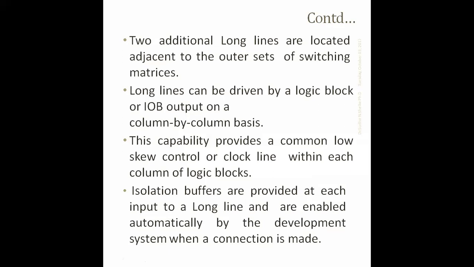The long line can be driven by the logic block or the IOB output on a column by column basis. It is column based, not row based. This capability provides a common low skew control or a clock line within each column of the logic blocks. Isolated buffers are provided at each input to the long line and are enabled automatically by the development system when a connection is made. Remember the 3 vertical lines and 2 horizontal lines in the long line connection.